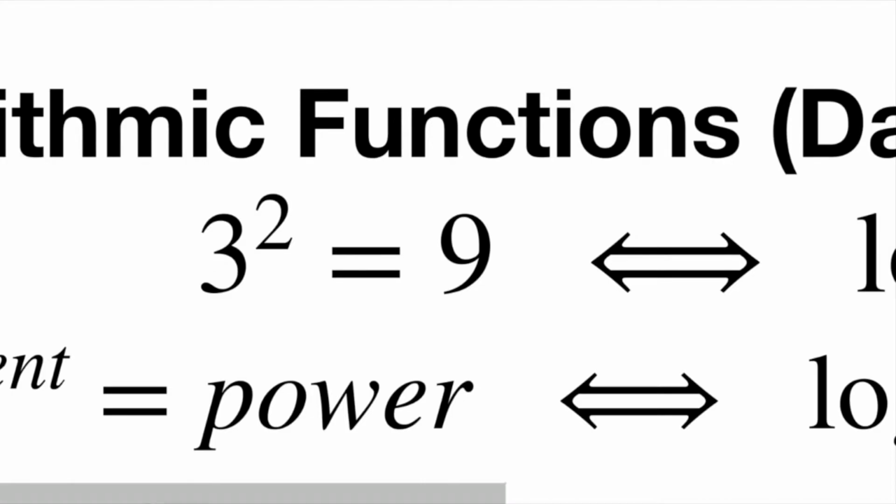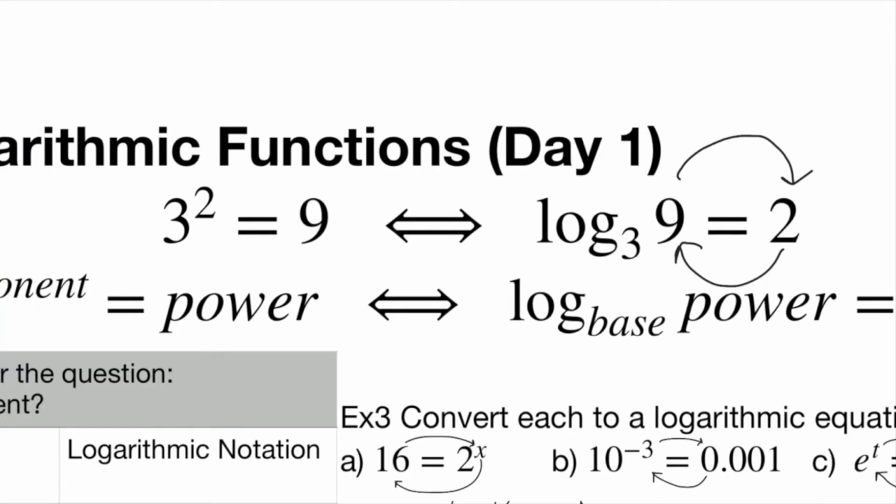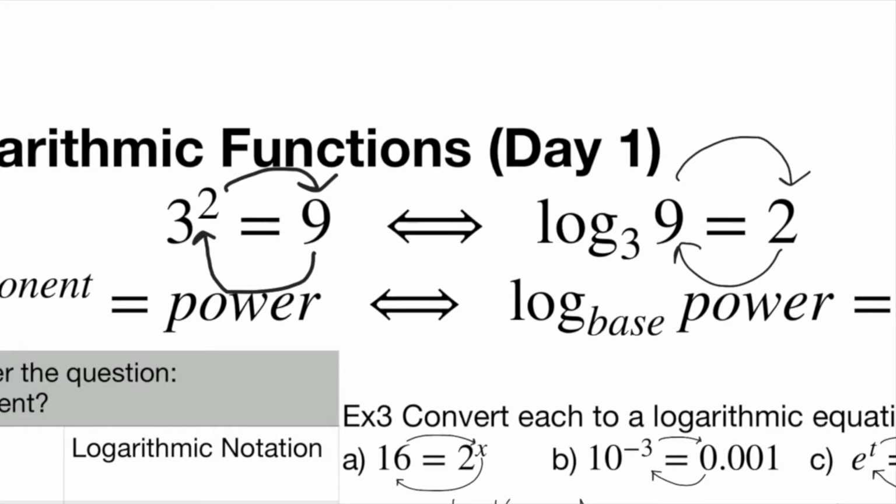If you want to change this to the log, you can switch the exponent and the power. The 2 is going to become all by itself, and the 9 is going to be over here with the 3. If you want to go back and forth between the exponential version of this equation and the logarithmic version, make sure you don't switch the base, switch the exponent and the power. The exponent and the power.